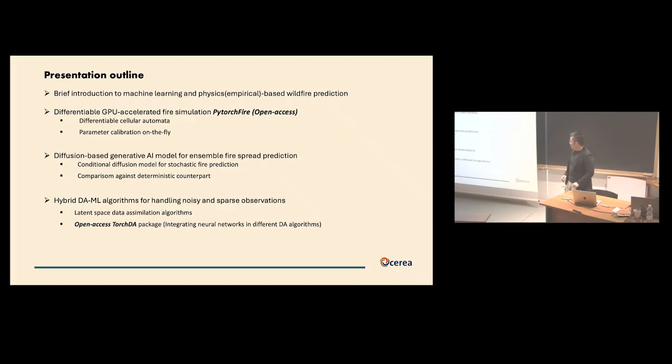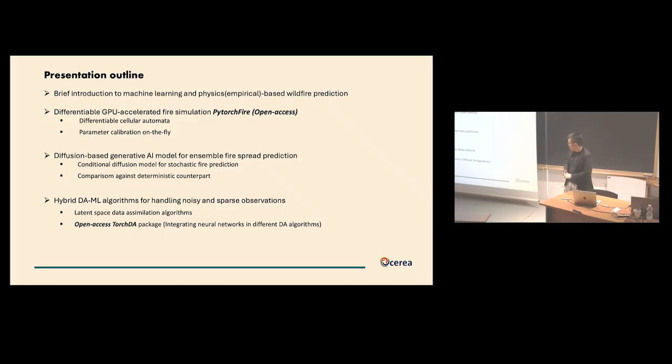For the main part of my talk, I'd like to talk about our recent open access package called PyTorchFire. PyTorch is the mainstream framework to train neural networks, but PyTorchFire is actually a cellular automata model. The idea is we want to write a physics-based model on PyTorch. In that case, we can have first the GPU acceleration and secondly the differentiability, and we'll see how we're going to be able to do that.